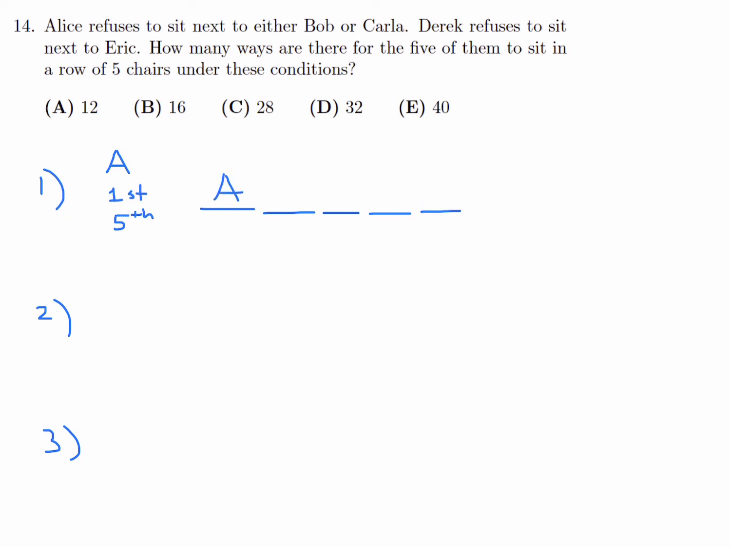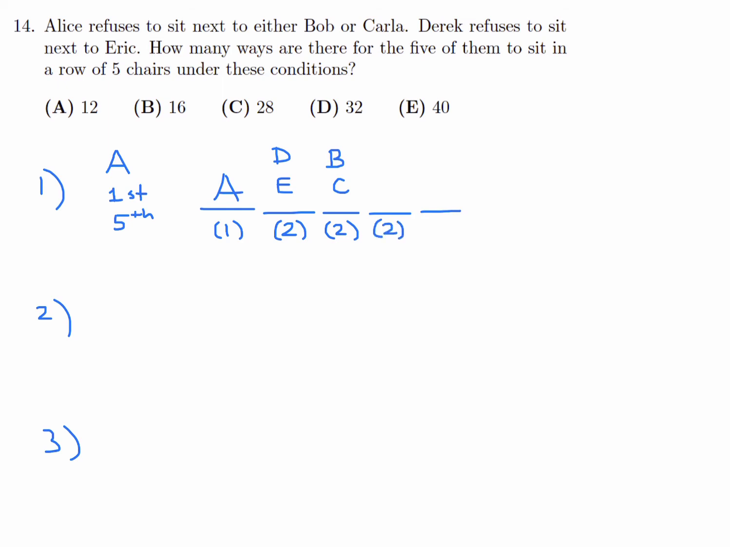Okay, so let's talk about her being in the first slot. So there's one way of doing that. Then next to her has to be Derek or Eric, because she cannot sit next to Bob or Carla. There's 2 ways that you can choose there, either D or E. Then after that, you can put here only Bob or Carla, because you cannot put Eric or Derek because they can't sit next to each other. You got 2 choices there. For here, you got 2 choices because you can have 2 people remaining.